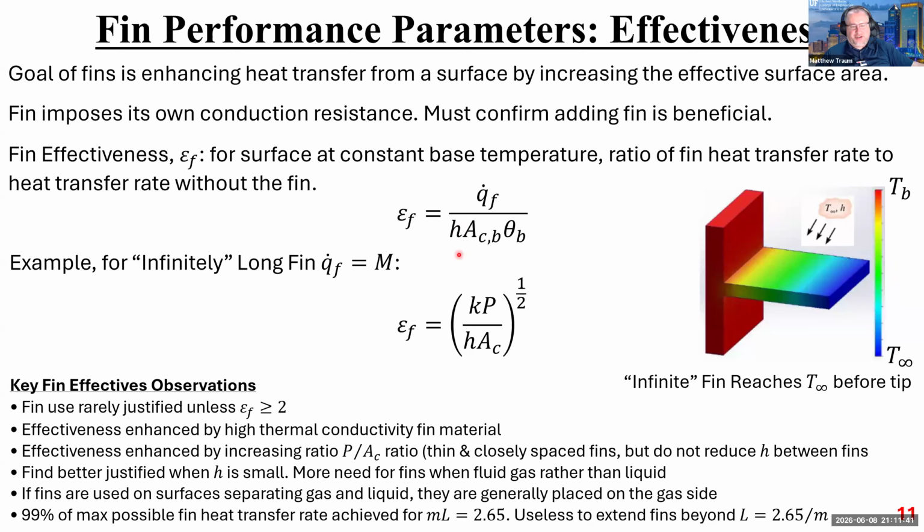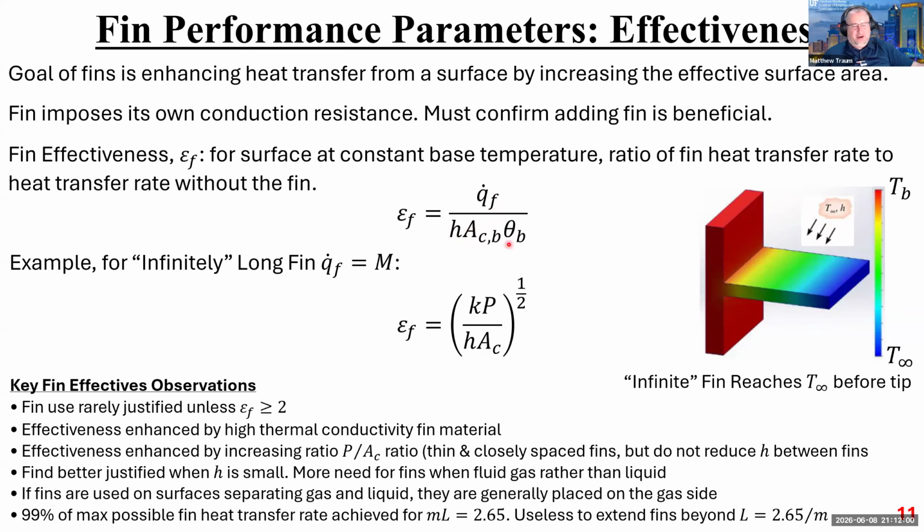So that makes sense, right? h times A_c,b. A_c, remember, is cross-sectional area and b is base. So this is just the area of the base without the fin there. And then this is the temperature difference between the temperature of the base and the temperature of the surrounding environment, right? So this actually makes a lot of sense.